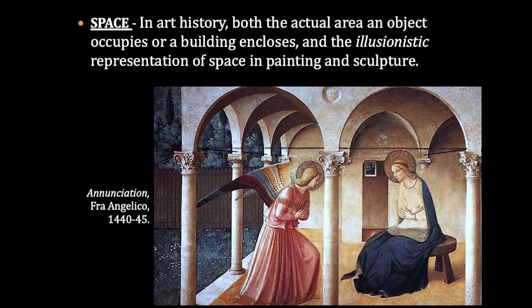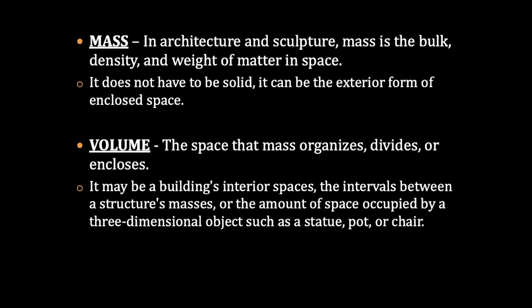So when we talk about space, we're talking about the actual area an object occupies, right? Like the dimensions. Even a 2D work of art will have dimensions, right? Length and width, if it's in a frame, or height, width, depth. So even a 2D work will have 3D components. But in 2D work, we have more of an illusionistic depiction of space than obviously something that's in our space in 3D.